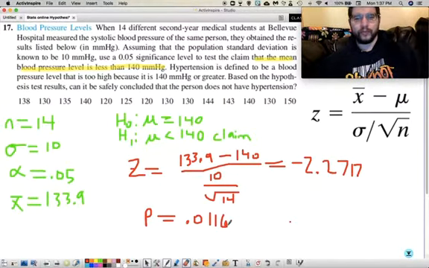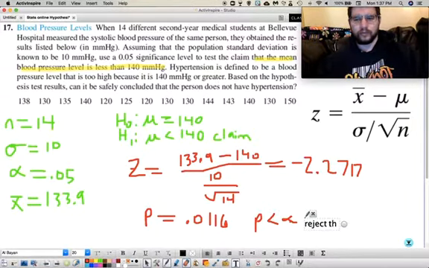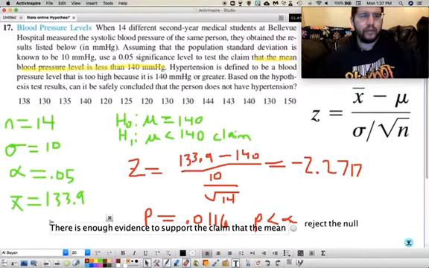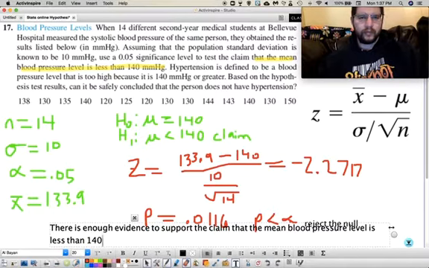And that's my p-value. P is less than alpha, so we're going to reject the null. We rejected the null, the claim is in the alternative. There is enough evidence to support the claim that the mean blood pressure level is less than 140 millimeters of mercury.